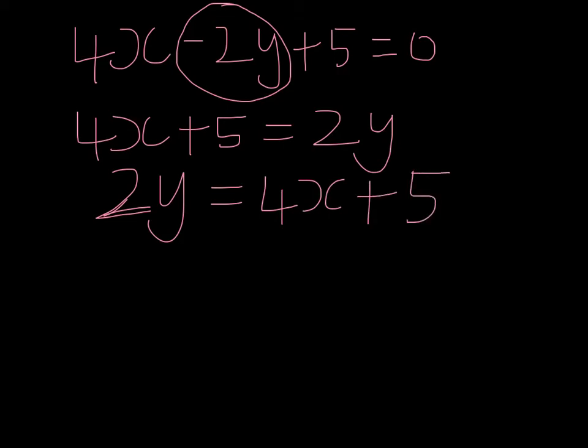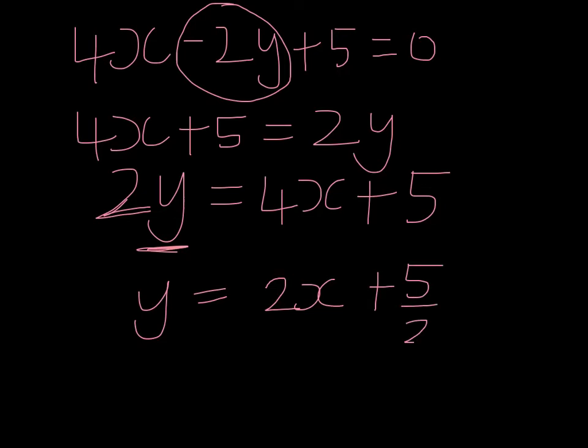Plus 5. And now we want just a y, not 2y on that side. So we're going to divide everything in the equation by 2. So we'll have y equals 2x plus 5 on 2. And I'm going to leave the c value, or the y-intercept, as a fraction.